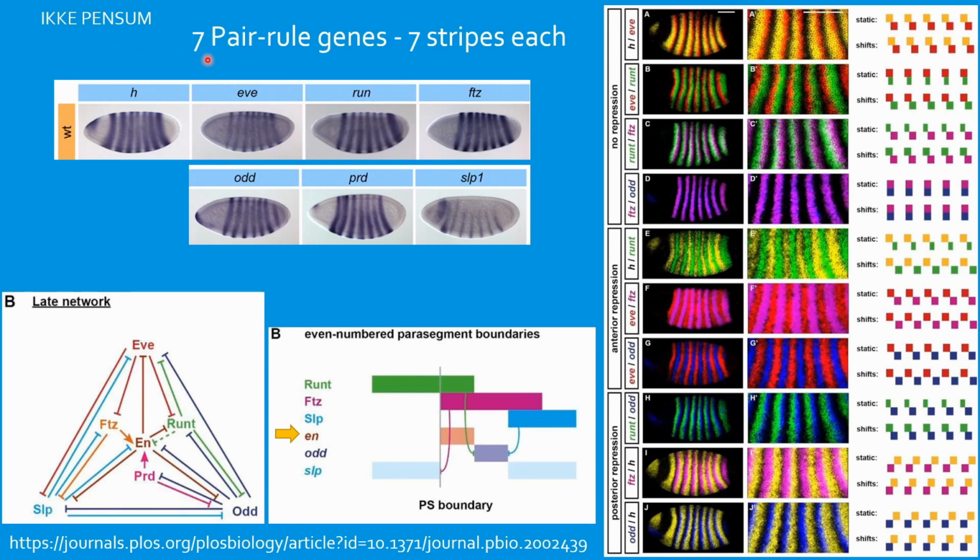Just to remind you that we always talk about even skipped and Fujitaratsu as the pair rule genes, but there are in fact 7 pair rule genes, each with 7 stripes. These are shown here. You don't need to know these, but it's just to remind you that they exist and they interact with each other, right? So they repress each other. This is indicated here. They repress each other, and many of them activate engrailed.